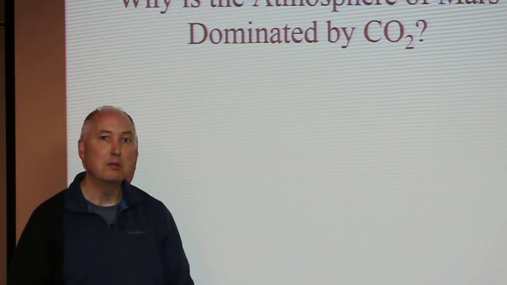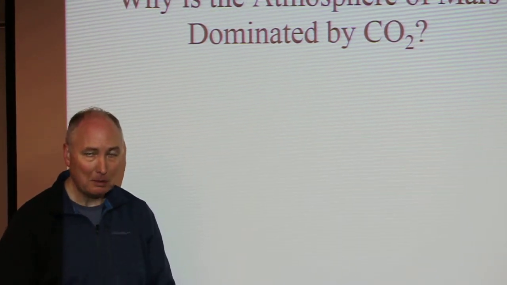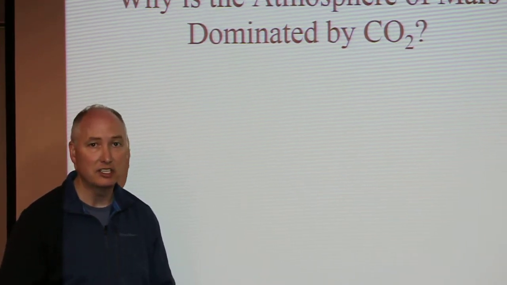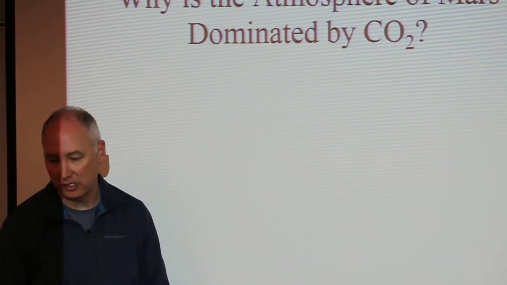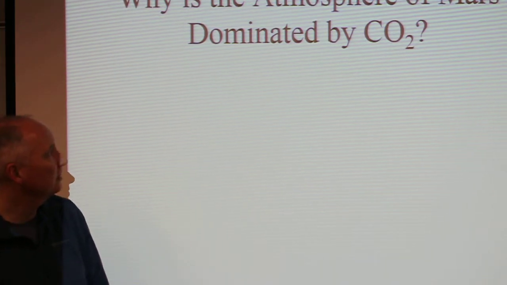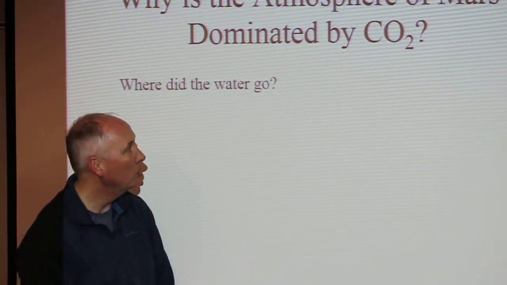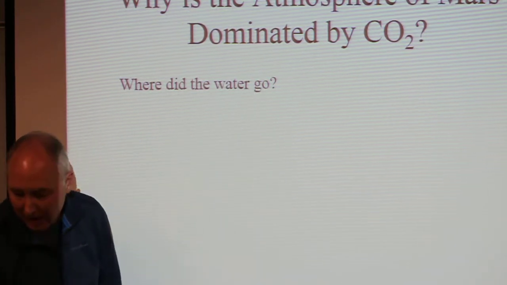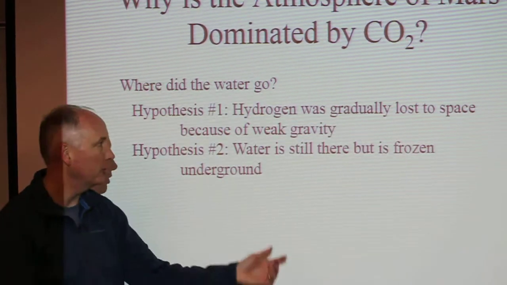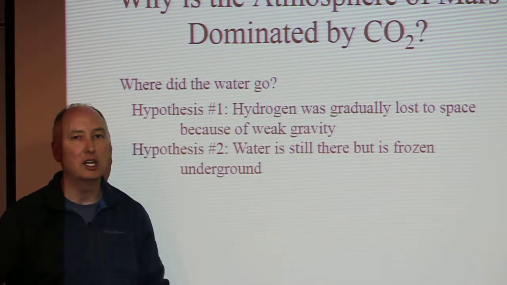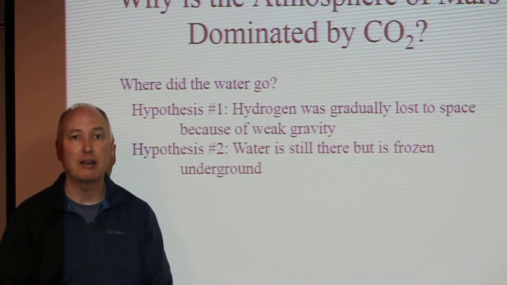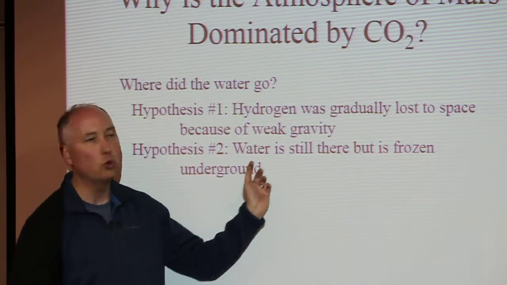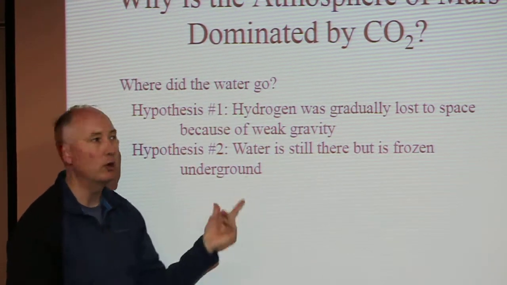So what about Mars? Mars is a similar planet to us, but Mars's atmosphere is dominated by carbon dioxide and not nitrogen, and certainly not oxygen. So why is Mars's atmosphere dominated by carbon dioxide? Well, the first question is where did all the water go that was emitted by the volcanoes? And there are two hypotheses. The first is that the hydrogen was gradually lost to space because of the weak gravity and the interaction of the solar wind. The second hypothesis is that the water is still there, it just happens to be frozen underground.